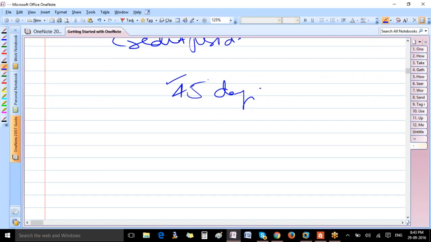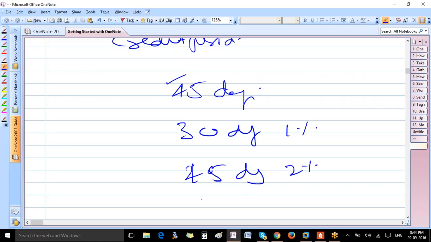That means the customer has 45 days to pay, but you encourage the customer to pay well in advance. That means if you pay in 30 days, I will give you 1% discount on the complete document value, whatever the customer wants to pay. You pay in 15 days, I'll give you 2% discount. You pay me within 7 days after raising the invoice, I'll give you 3% discount.